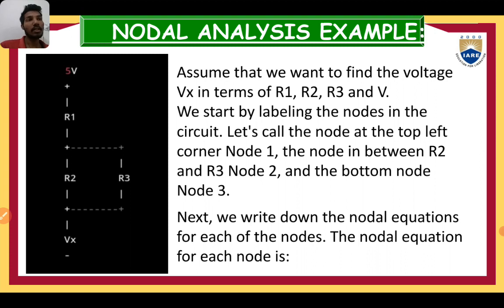Nodal analysis example. Assume that we want to find the voltages V1 and Vx in terms of R1, R2, R3. We start by labeling the nodes in the circuit. Let's call the top corner node as node 1, the node in between R2 and R3 as node 2, and the bottom node as node 3.